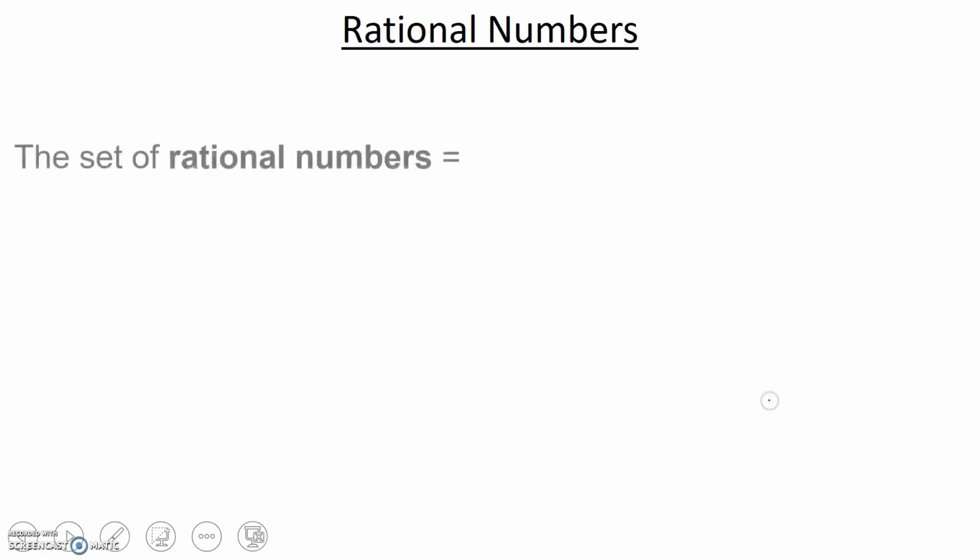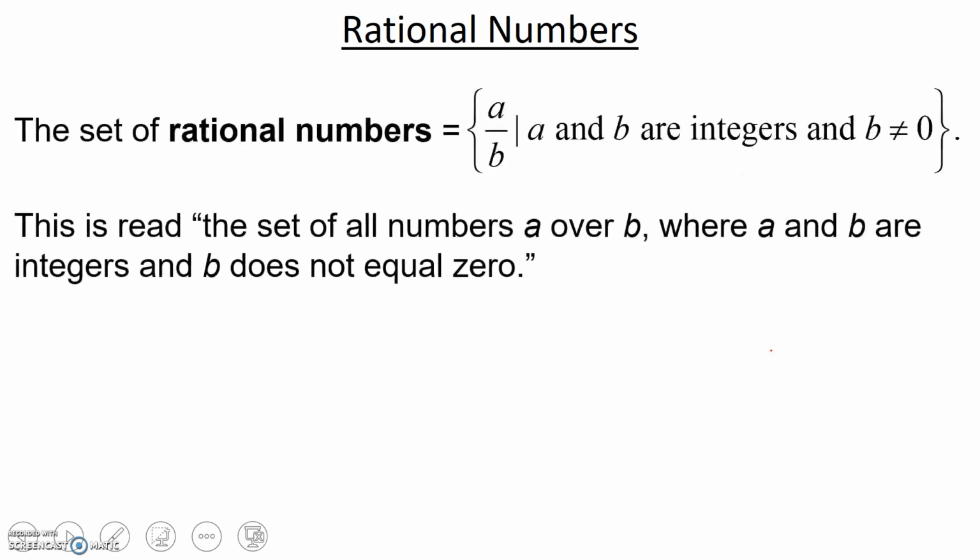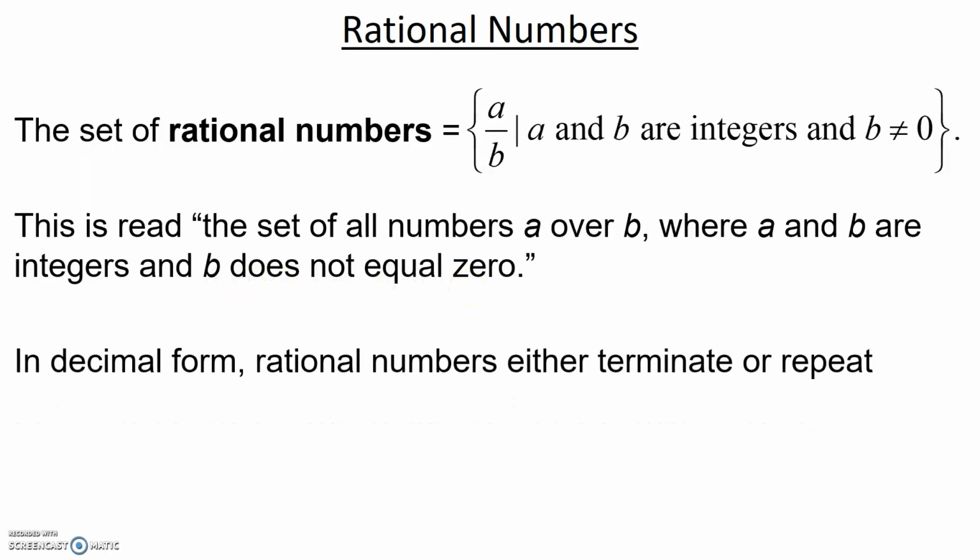Rational numbers. The set of rational numbers is given as a over b such that a and b are integers and b is not equal to 0, because if we divide by 0, our expression will have an undefined value. This is read as a set of all numbers a over b where a and b are integers and b does not equal 0. In decimal form, rational numbers either terminate, which means stop, or repeat.